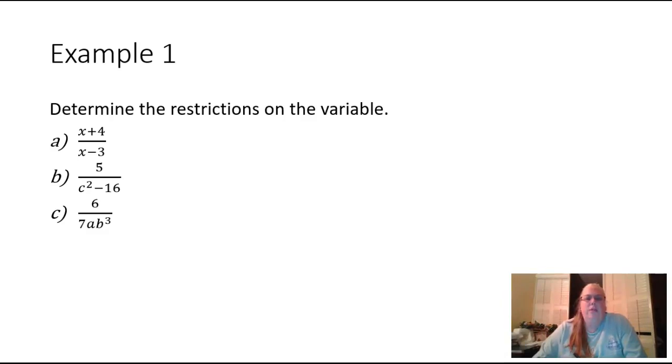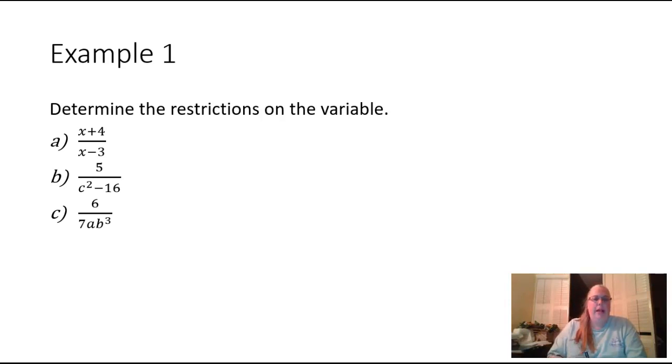This is example 1 from lesson R.4. Example 1, we're supposed to determine the restrictions on the variable. Well, the only restrictions are going to come from anything that causes the denominator to equal 0.